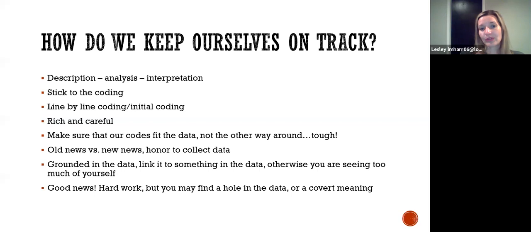We also want to think about old news versus new news. This helps us find a way to honor data collection, because there's a lot of data out there in the world. So why are we collecting new data? Old news is what existing theory tells us. We want to understand what's happening to build new theory, taking on this approach.